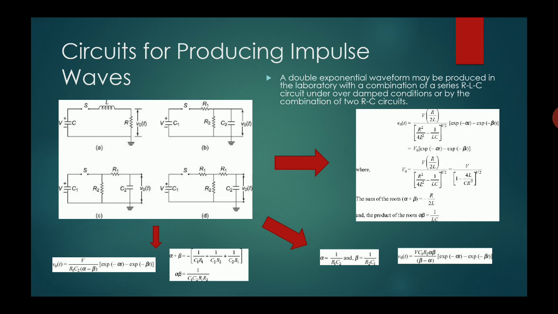So, circuits that produce impulse waves. Impulse wave circuits are nothing but RLC circuits. A double exponential waveform can be produced in the laboratory with a series RLC circuit in an overdamped condition, or with a combination of two RC circuits. So there are these three or four types of circuits. Almost all the circuits are similar, with only a mild change.